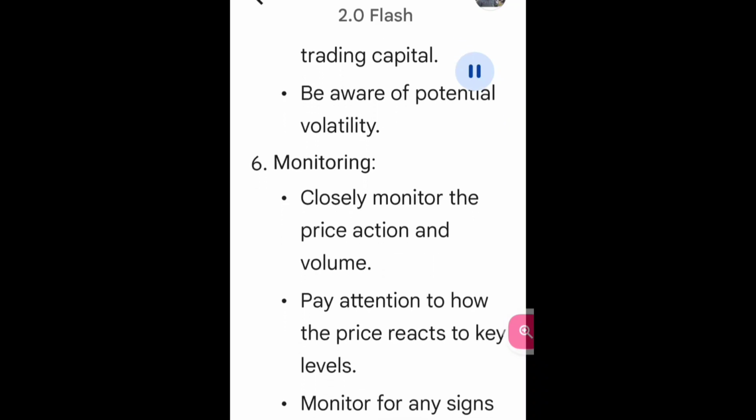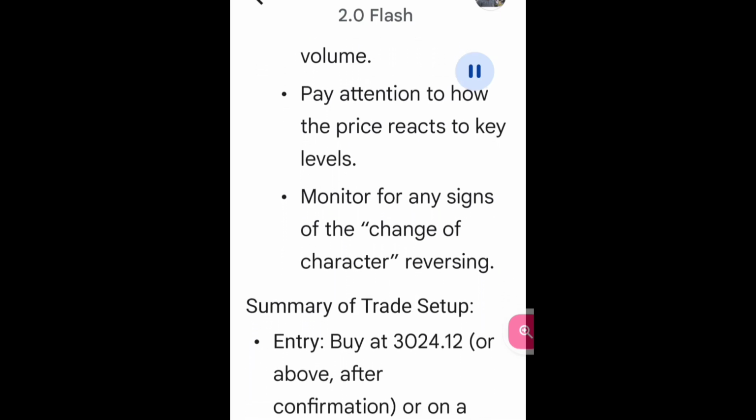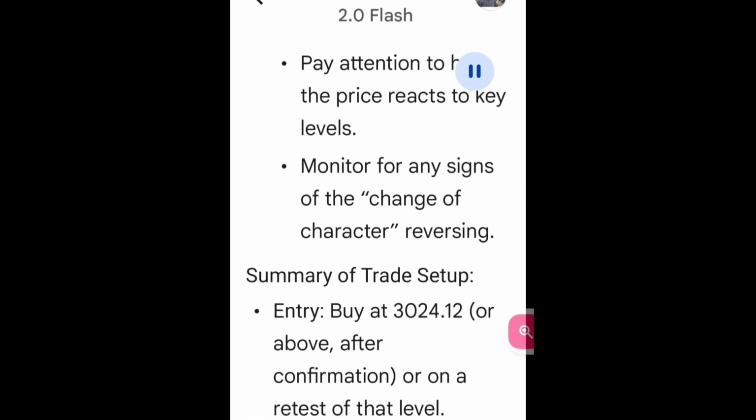6. Monitoring. Closely monitor the price action and volume. Pay attention to how the price reacts to key levels. Monitor for any signs of the change of character reversing.